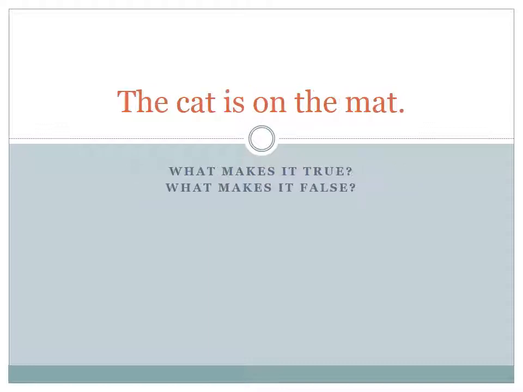Let's start with an easy one. The sentence is the cat is on the mat. Under what conditions is that sentence true? And under what conditions is that sentence false? Think about it for a minute, answer the question.